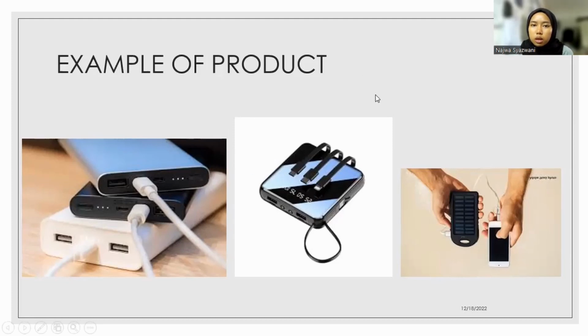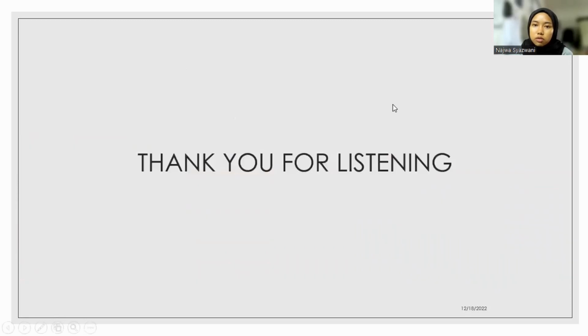Okay, I would like to encourage you guys to have at least one power bank to make your life easy. Okay, that's all from me. Thank you for listening.